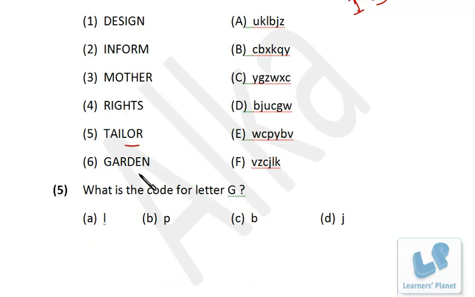Now G is there in the first word. L is there, P is not there, B is there and J is there. Now we find G over here also, RIGHTS. Now we don't have L over there, so L is incorrect. We have B and J over there. So out of B and J, we have to choose the correct one, right?